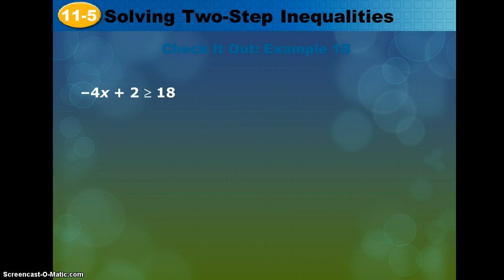So just like the equation negative 4x plus 2 is greater than or equal to 18, we do inverse operations. We start by getting rid of the 2. So subtract 2 from both sides. You're left with negative 4x is greater than or equal to 16.